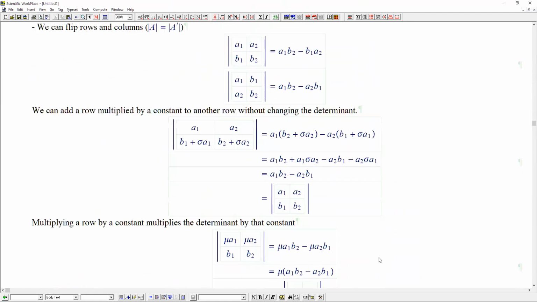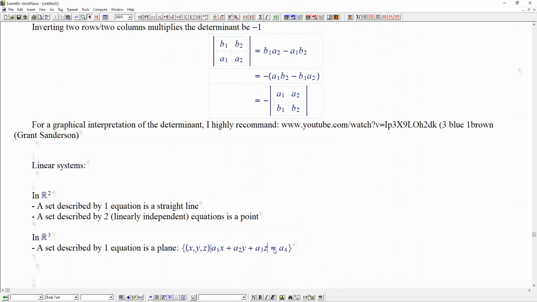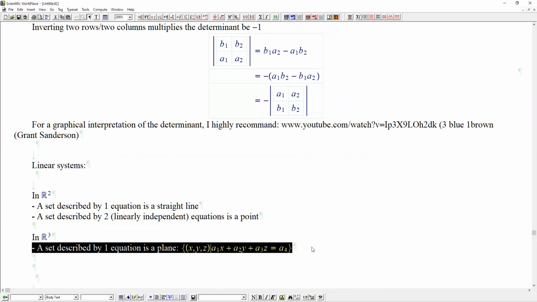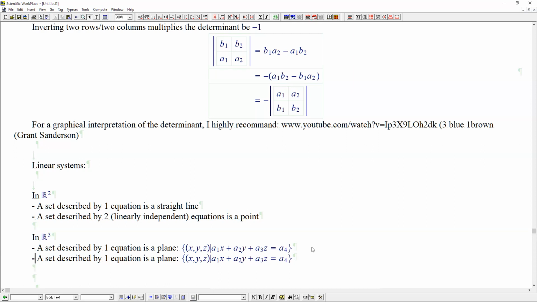And if I add some other constraint on Z, then it's a two-dimensional plane in 3 dimensions. I'll show you a drawing. You're going to see it right away. And now, if I have a set described by 2 equations, what is it?